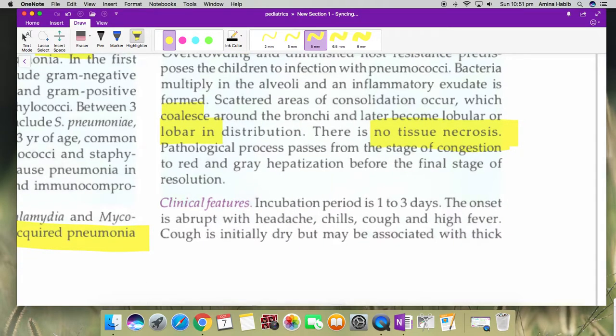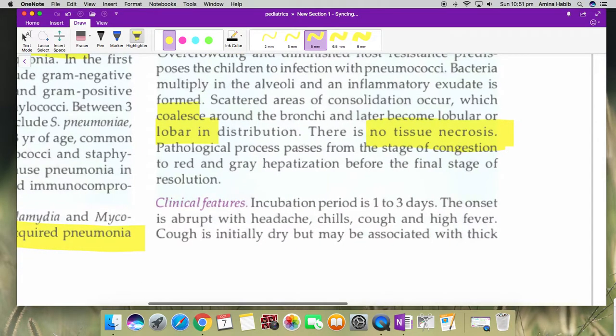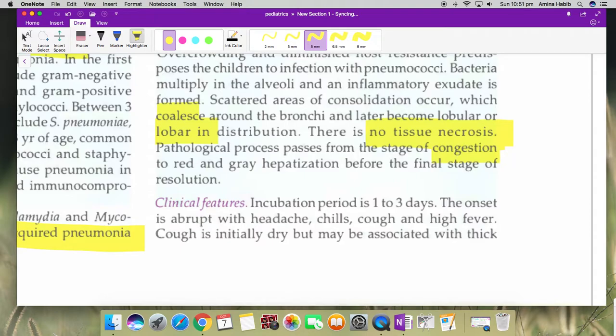As we know, there are four stages: the stage of congestion, red hepatization, gray hepatization, and resolution. This was also missed in the ninth edition because they are just assuming that since everyone has studied pathology, they remember the four stages. So red hepatization, gray hepatization, and finally resolution.